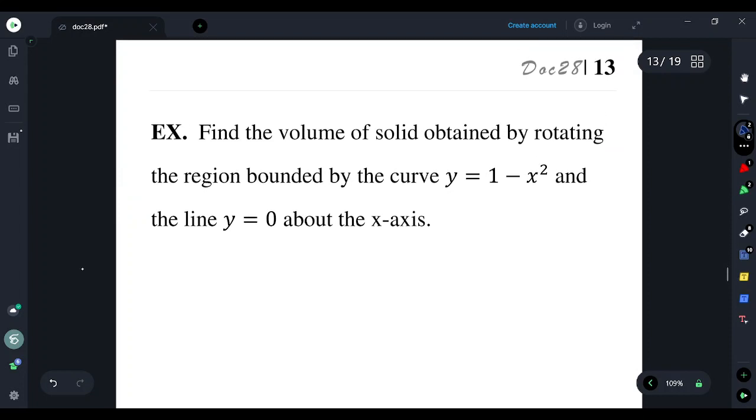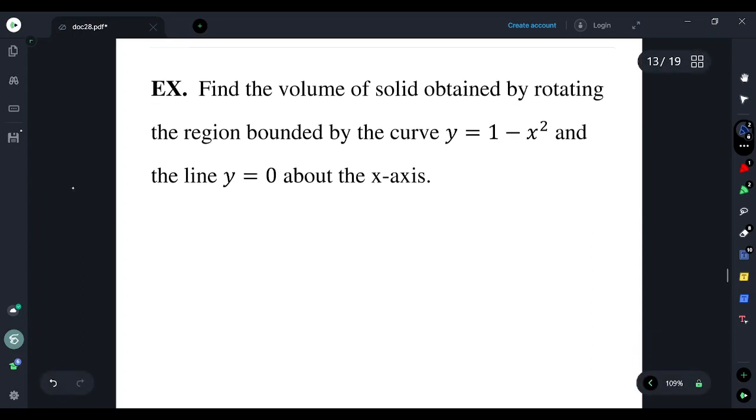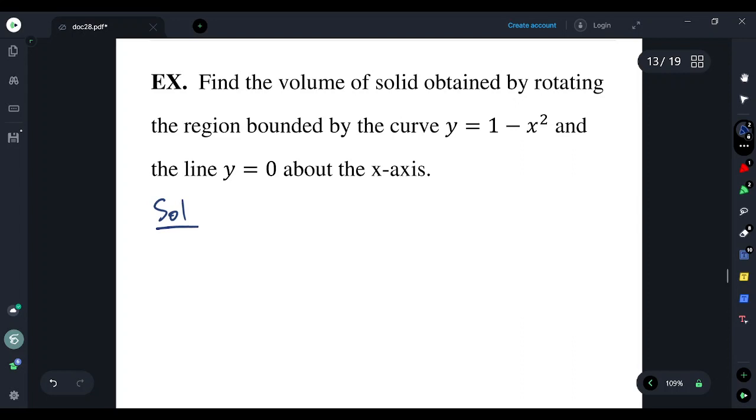Okay, so let's do examples. In the first example, we're going to find the volume of the solid obtained by rotating the region bounded by the curve y equals 1 minus x squared and the line y equals 0 about the x-axis. So let's sketch the region first. y equals 1 minus x squared is a parabola, right? So the graph is, when x is 0, y is 1, and when x is minus 1 or 1, y is equal to 0.